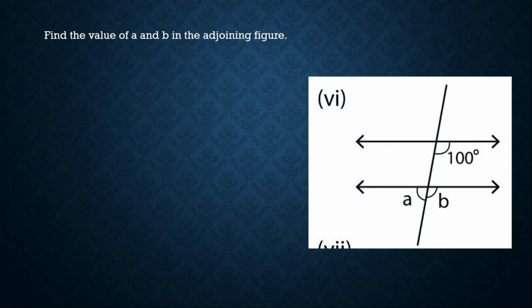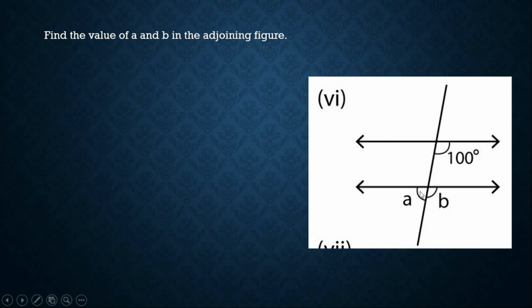So here is the problem. We have to find the value of A and B. What will be the value of A and B? Yes, the value of B will be equal to 100 degrees. Why? Because they are corresponding angles. This 100 degree angle and angle B are corresponding angles, and we know that corresponding angles are always equal when a transversal line is cut by the parallel line. So this 100 degrees will be equal to B, B equal to 100 degrees.